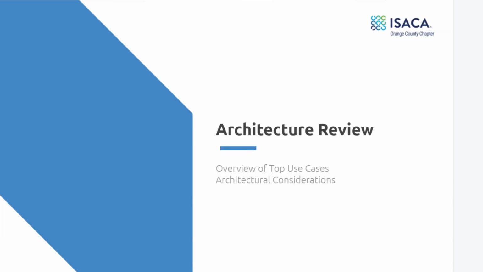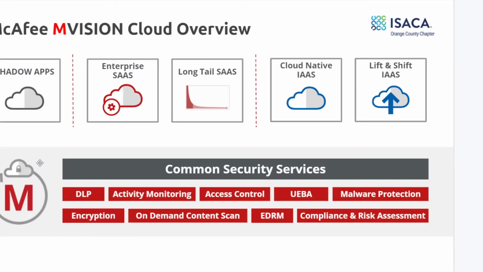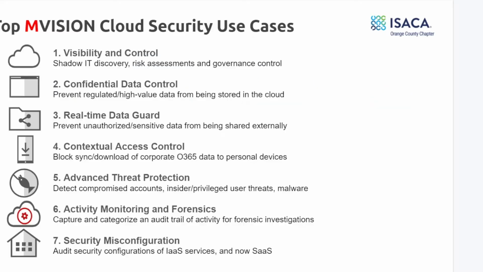So in this section, we'll be doing a high-level architecture review of MVISION Cloud. We'd start off with an overview of some top use cases, along with some architectural considerations that go along the way. As a reinforcement of the concepts we discussed earlier, a CASB like MVISION Cloud offers a series of common security services, such as the ones listed out over here, across a wide variety of cloud applications.